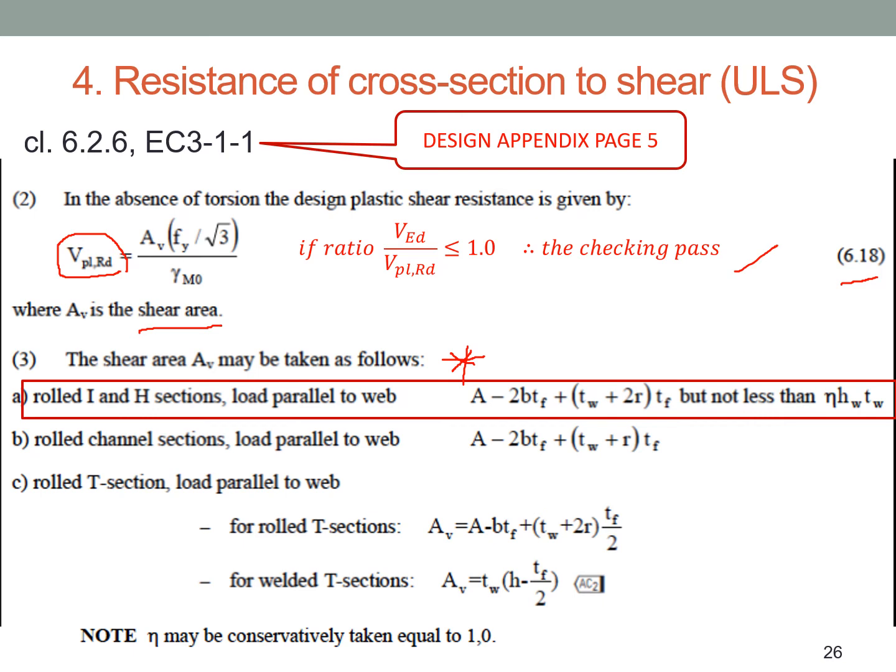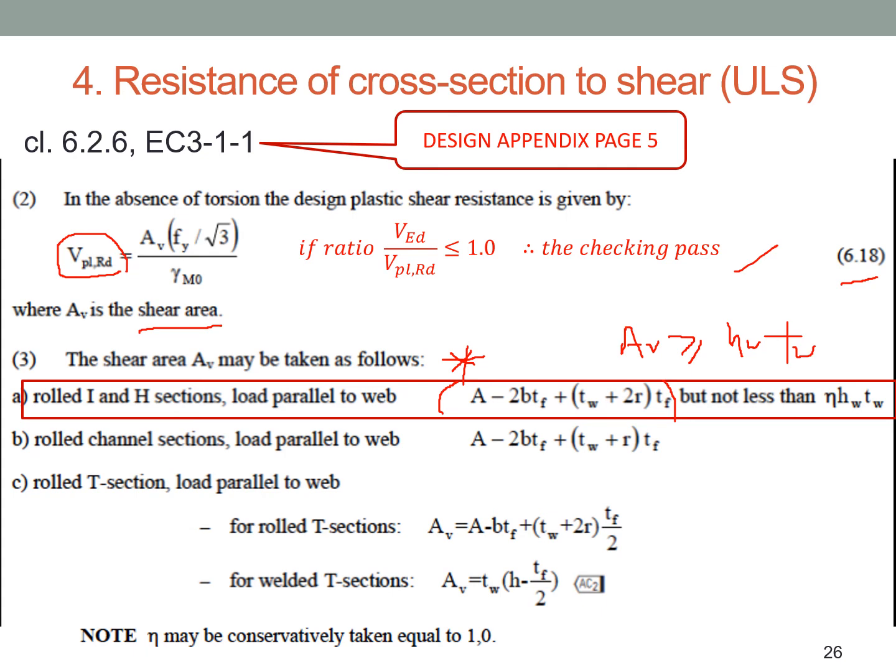Okay, so A value is the area of section. It's given in the appendix. Minus 2b times Tf, thickness of the flange, plus Tw plus 2r times Tf. Okay, so this is the formula for shear area, and the shear area, the Av value, should not be less than ηhwtw. So you need to make sure that the Av value should not be less than this value.